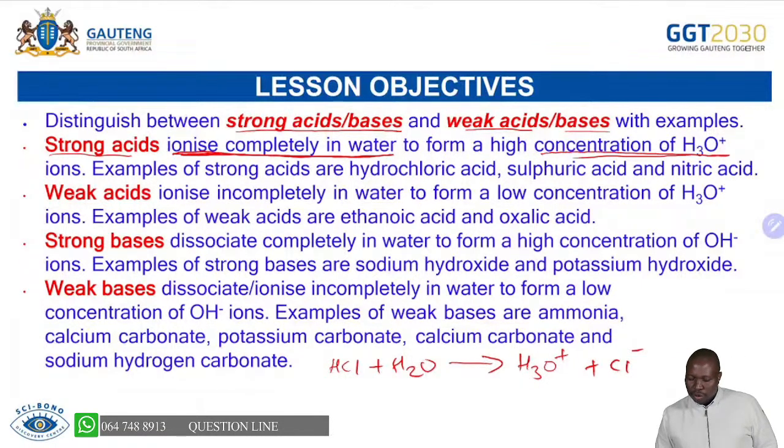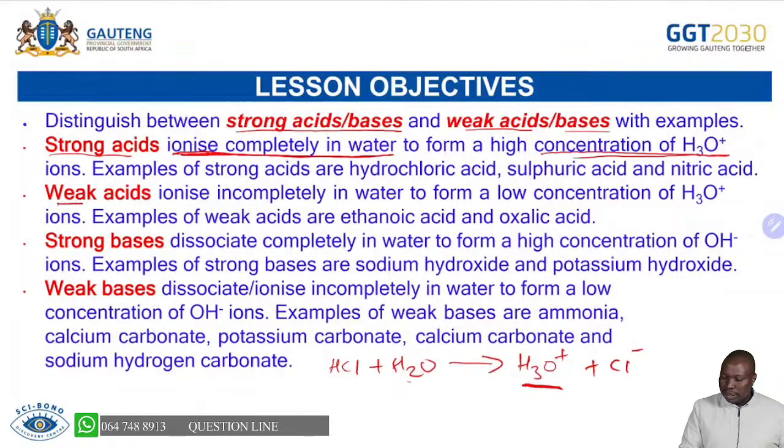When you say it ionizes completely in water, the water gets the H+ there to form a high concentration of hydronium ion. So you will always state those 2 parts: it must ionize completely in water, and you must indicate that it forms a high concentration of hydronium ion. Examples of strong acids are HCl, sulfuric acid, and nitric acid.